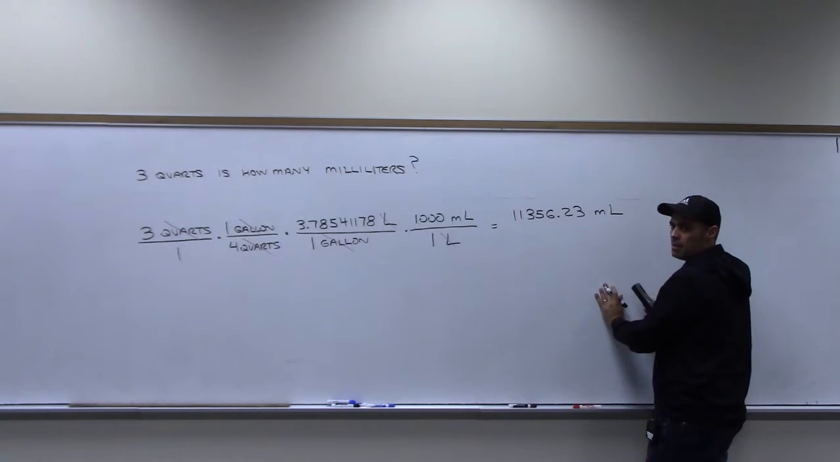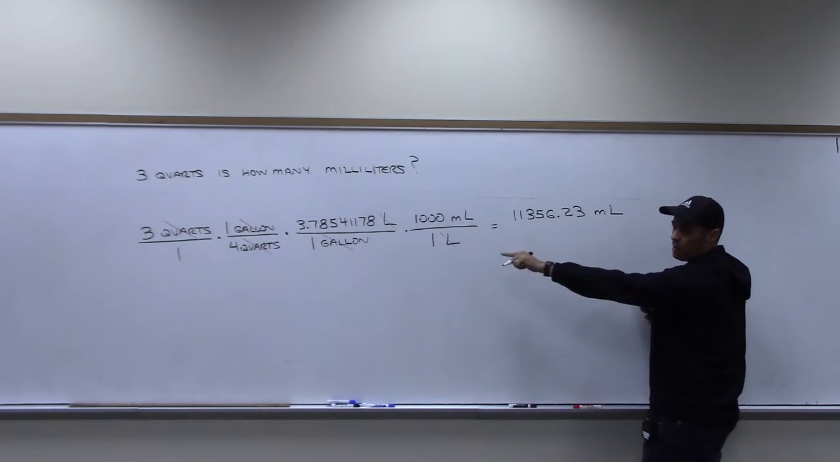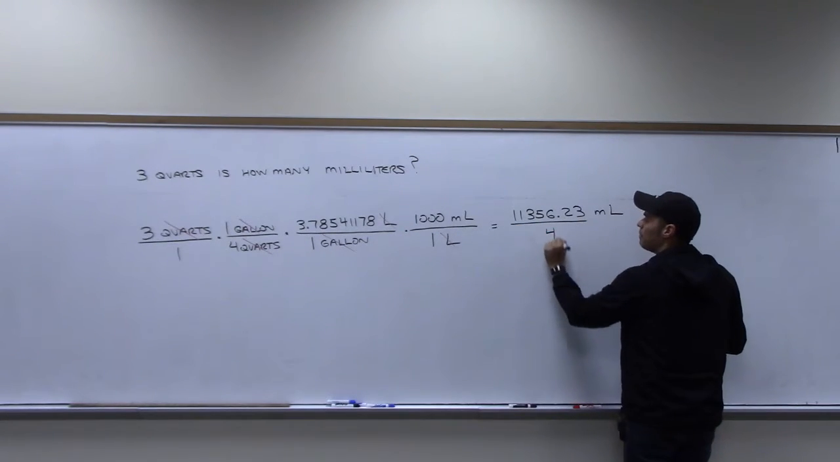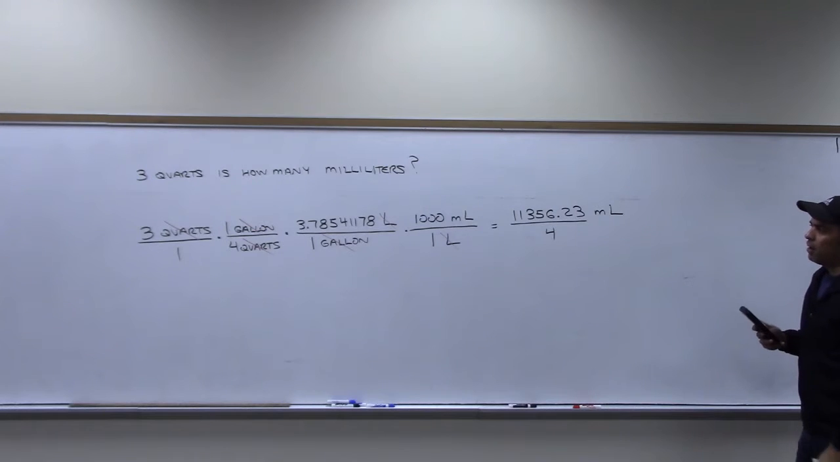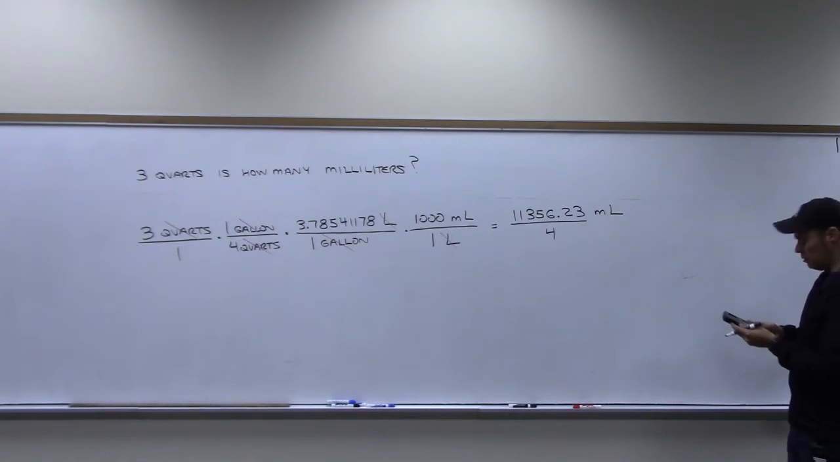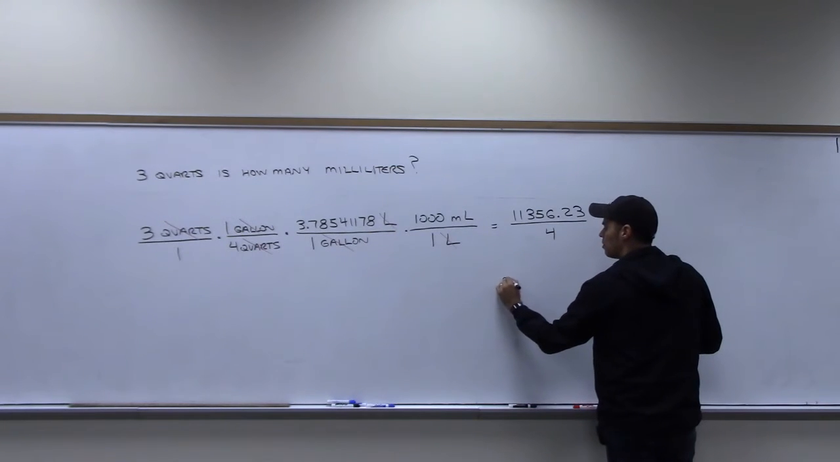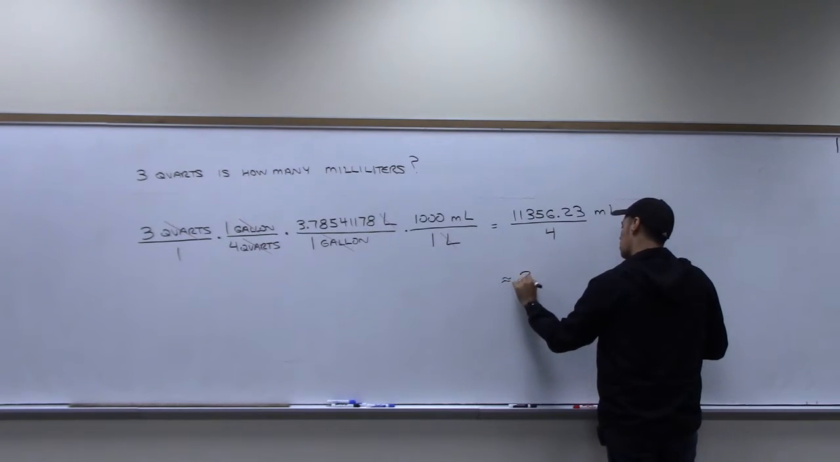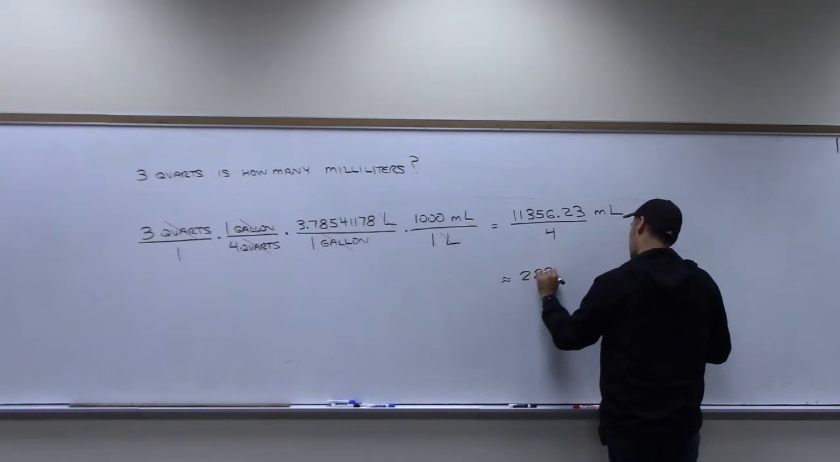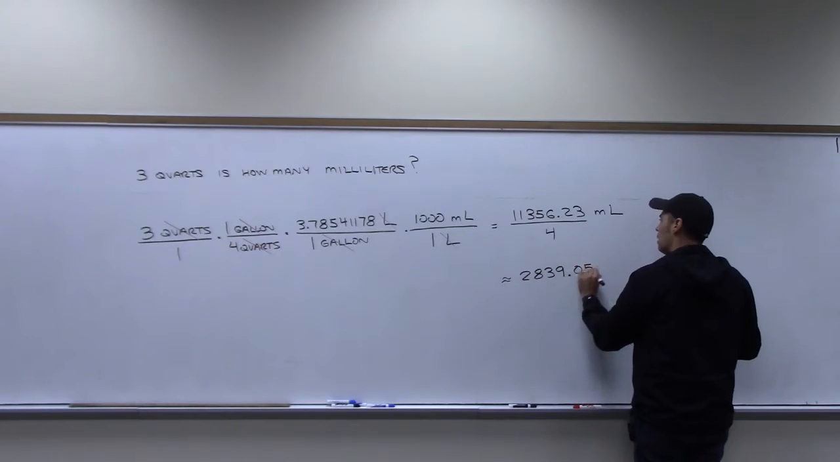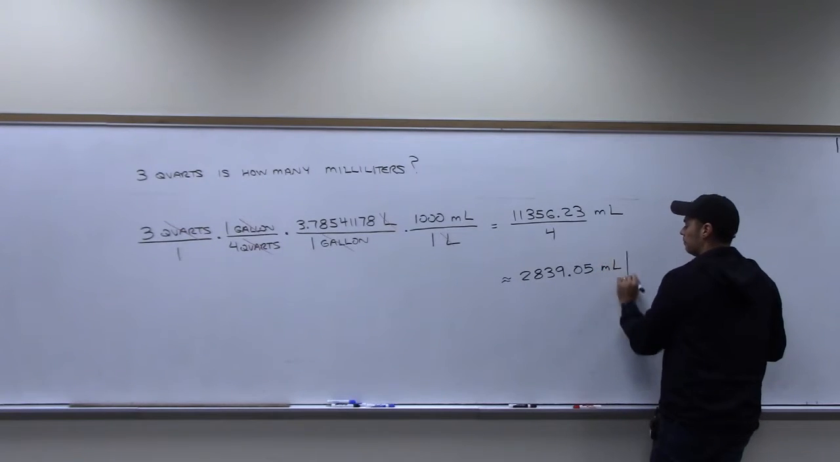What did I still have on the bottom? I have a 4 down there. See that 4? It's important. We have to divide that by 4. All the units went away, but I still had a 4. So divide by 4. And so my final answer is approximately 2,839.05 milliliters.